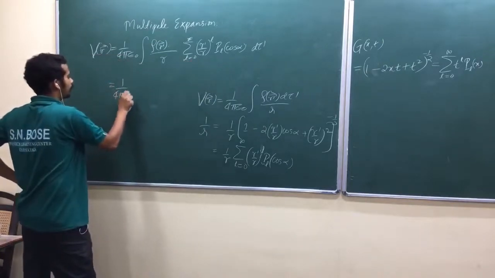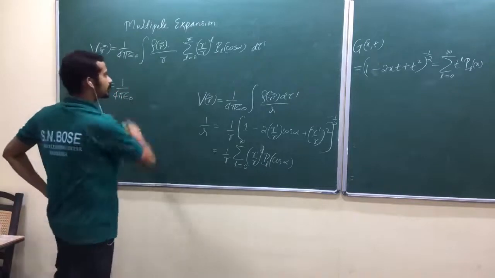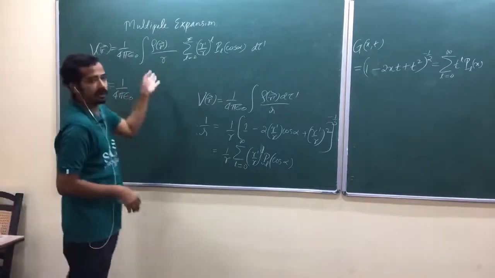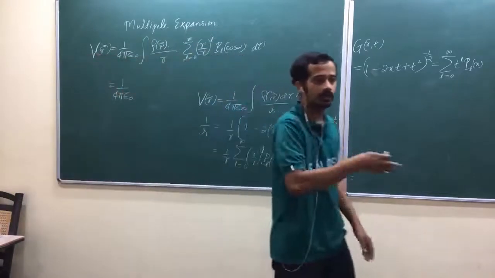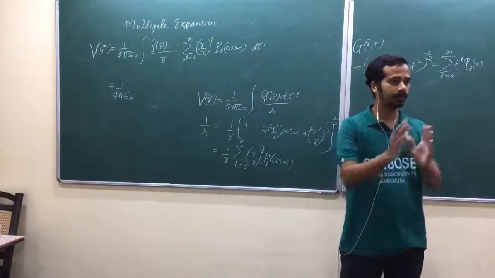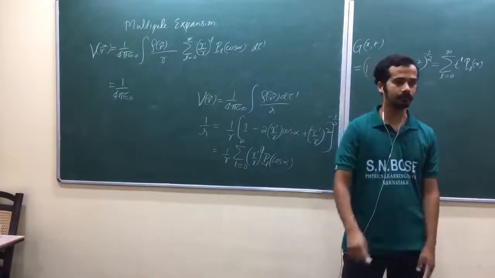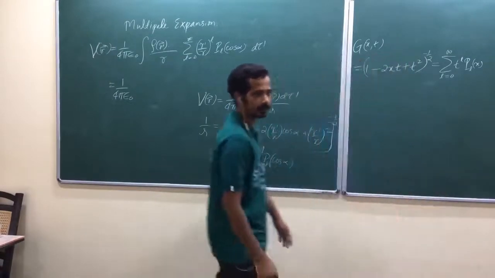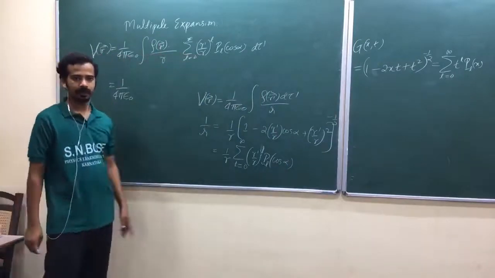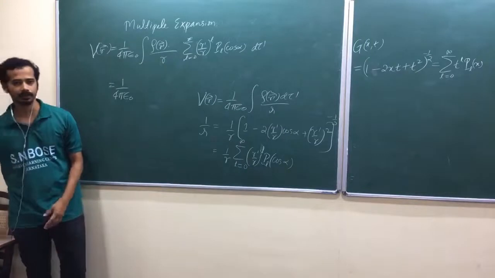1 by 4 pi epsilon naught. I can take the summation also outside. I can take the integration of the summation. Integral is a linear operator, isn't it? Integration of f plus g is equal to integral of f and integral of g. Am I right? You can add them. Similarly, you have a summation, you can take the summation outside. Integration of summation is summation of integration. You can write like this.